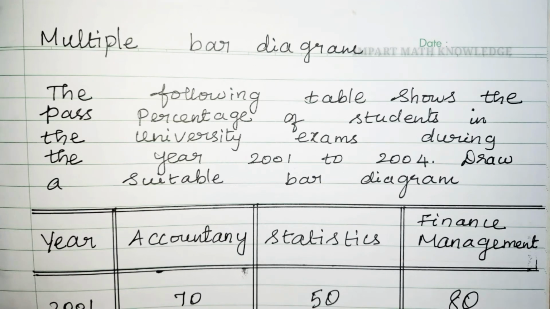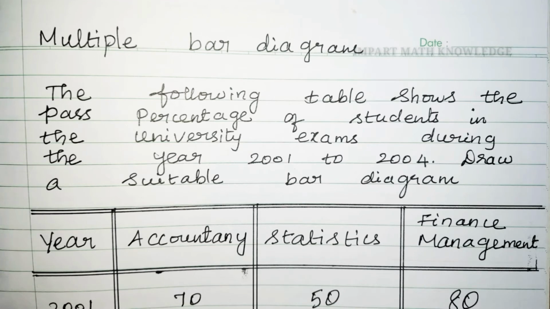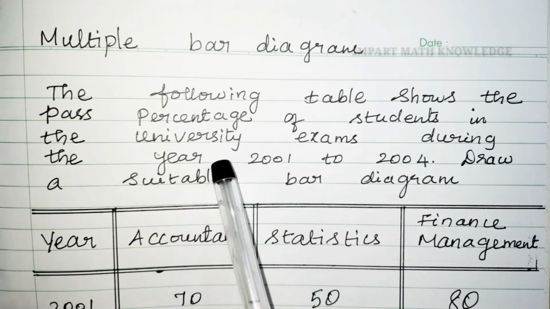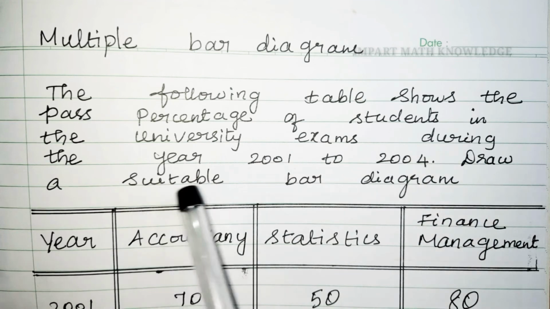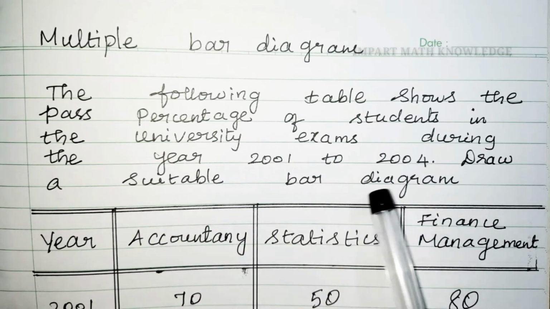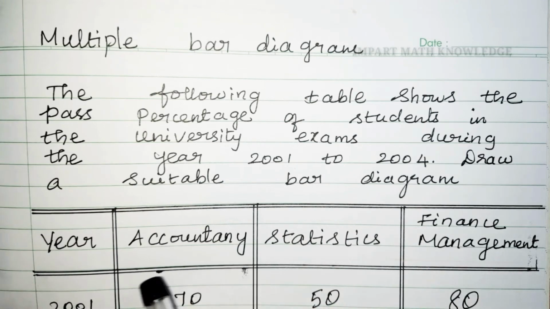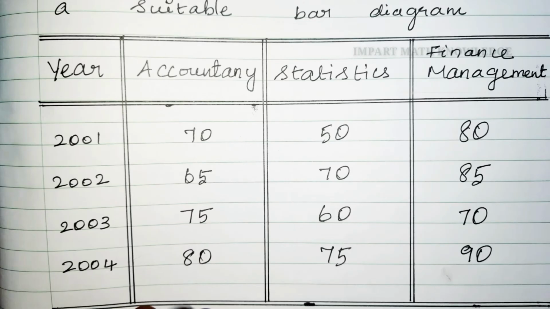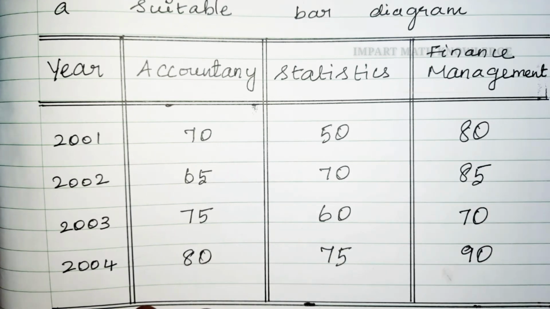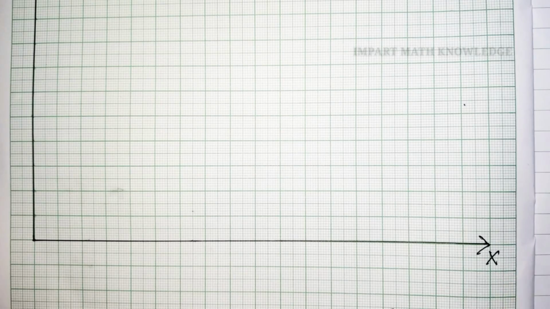Now I will explain the multiple bar diagram through some example. The problem goes like this. The following table shows the pass percentage of students in the university exams during the year 2001 to 2004. Draw a suitable bar diagram. Here the pass percentage of different subjects is given. So we have to draw a multiple bar diagram for this data.